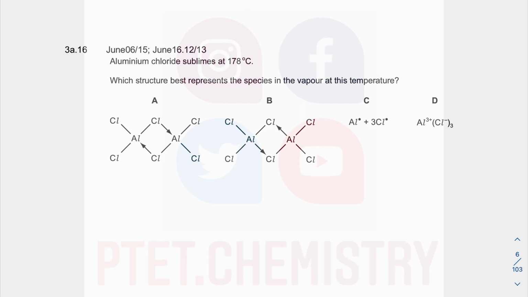So this is a continuation of topical MCQ on structure and bonding, topic 3 in my classification. This is from question 16 to 20. This question is about aluminium chloride.